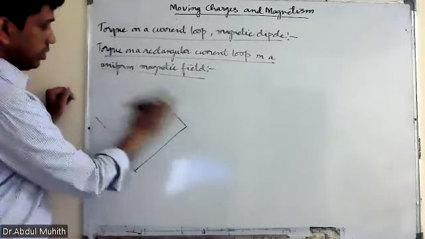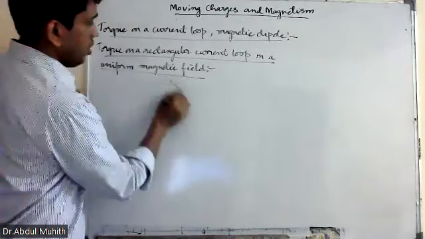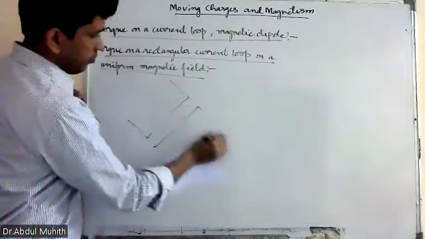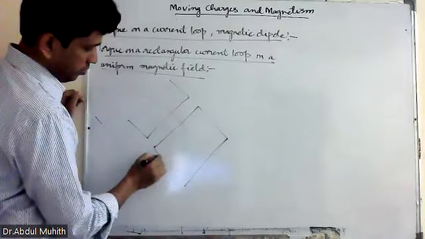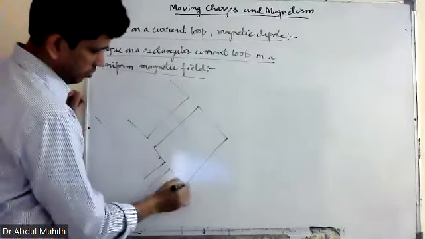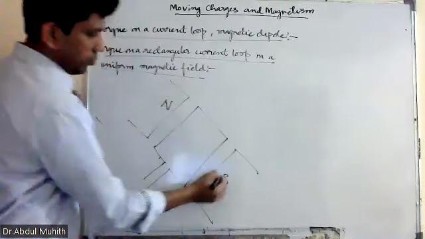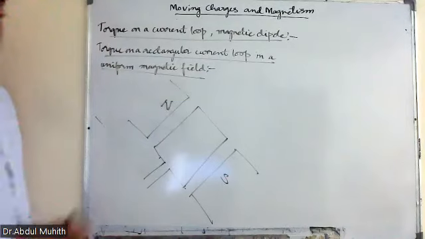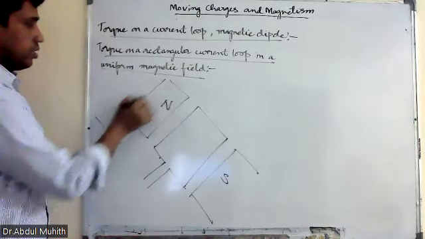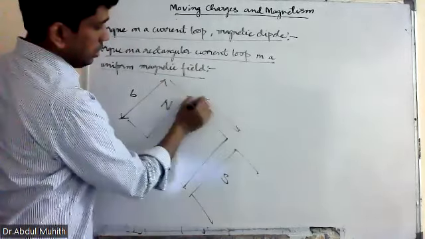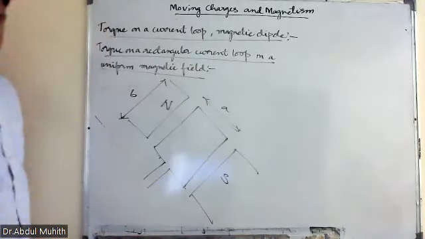I cannot complete the diagram. Wait 1 second. North pole and south pole of the magnet. A rectangular coil is placed between the two poles of the magnet. Here, B is the width, A is the length.